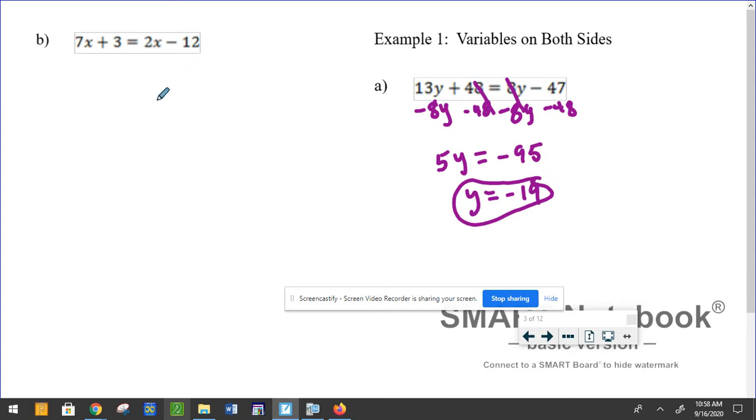Okay. On this side, almost the exact same thing. You're going to subtract 2x from both sides to send the x's to the left side. You're going to subtract 3 from both sides, send the 3 to the other side. 7x minus 2x is 5x. That's gone, and you end up with negative 15. Divide 5 on both sides, and you get x is equal to negative 3.